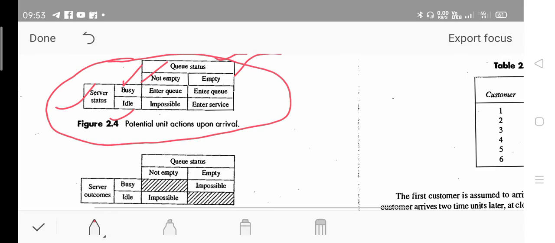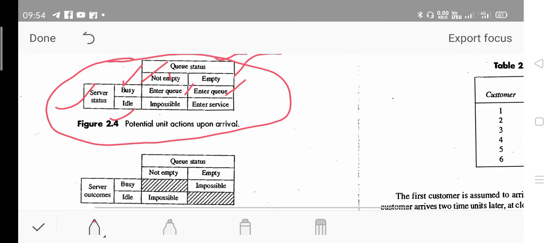Now read the statement: server status is busy and queue is not empty. Then what is the customer supposed to do? He will simply enter into the queue. If the queue is empty and the server is busy, you are also supposed to enter the queue, because if the server is busy, then you have to wait in a queue.